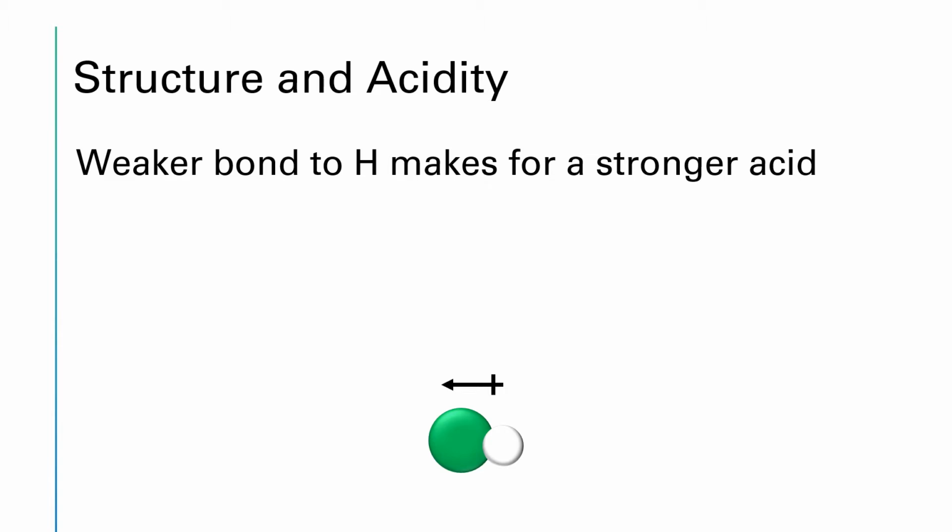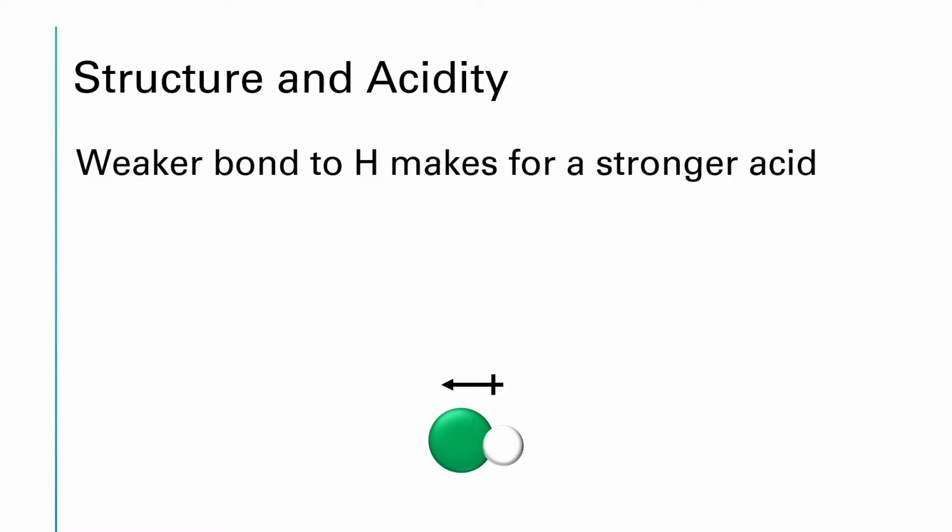In this video we're going to take a look at the connection between the acidity of a molecule and its structure. The main idea that we're going to focus on is that the bond between the acidic proton and the rest of the molecule, the conjugate base, is key to how acidic the molecule is. If we have a weaker bond between hydrogen and the rest of the molecule, then it will be a more acidic molecule. A stronger bond holds to that proton tighter and makes it less acidic.